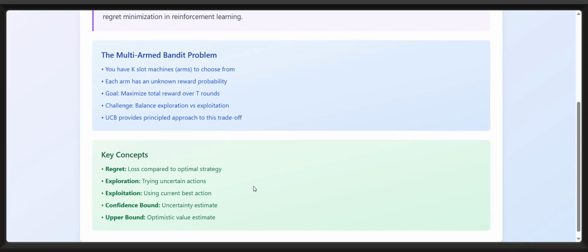The upper bound is this total. It is like saying this arm might not have the best average so far, but given how little we have tried it, it could still be good.